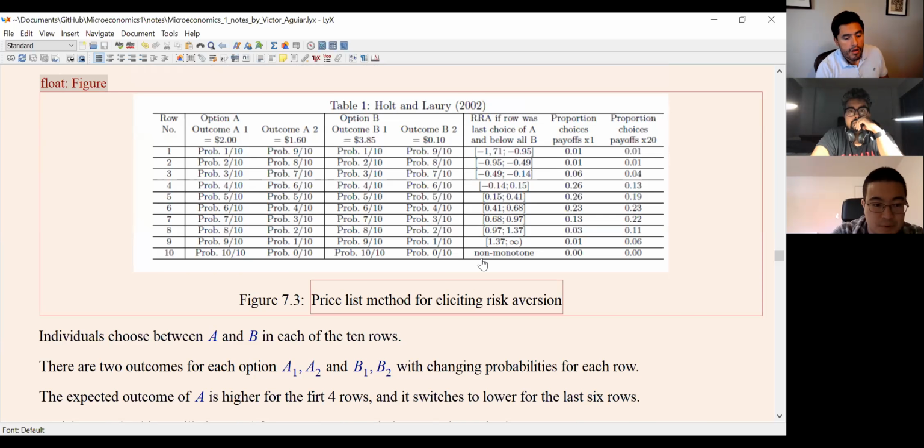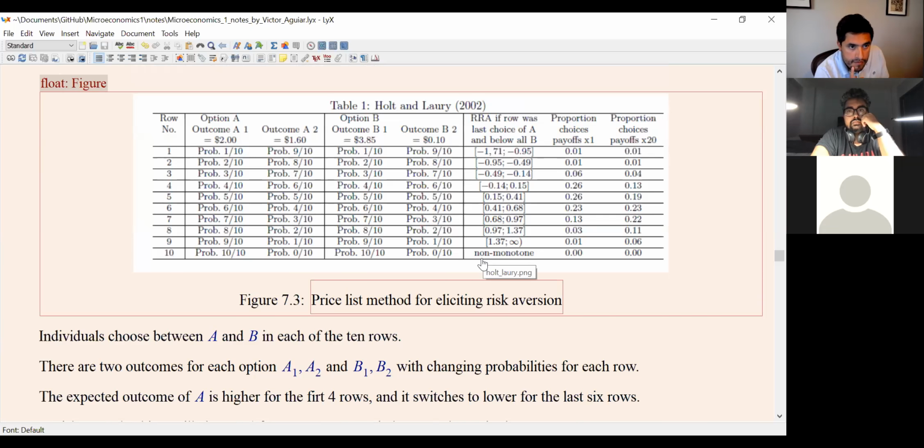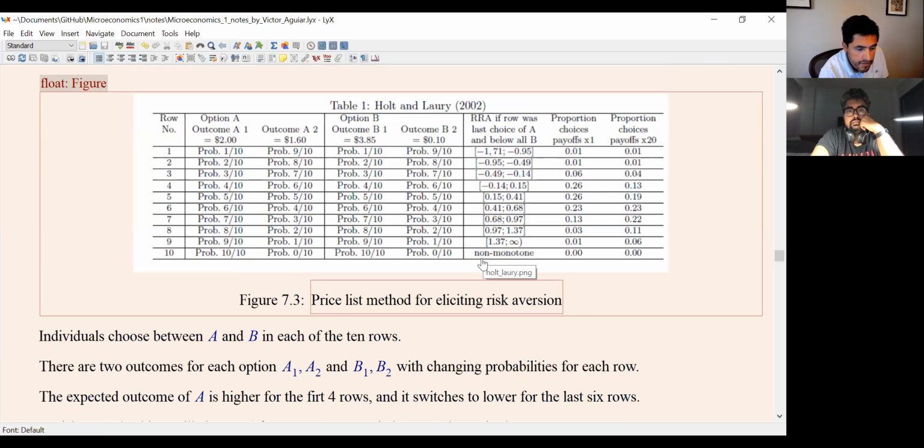Okay. Thank you. I have a last question for this table. Once you switch, can you switch back? For example, you start from A and you switch to B. Are you allowed to switch back to A later? Okay, that's a great question.